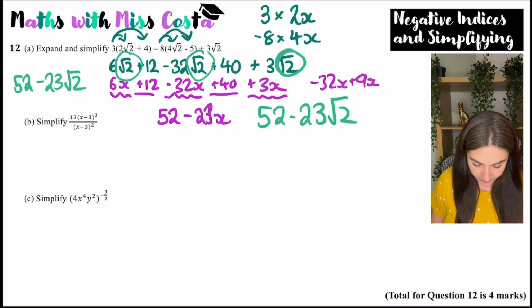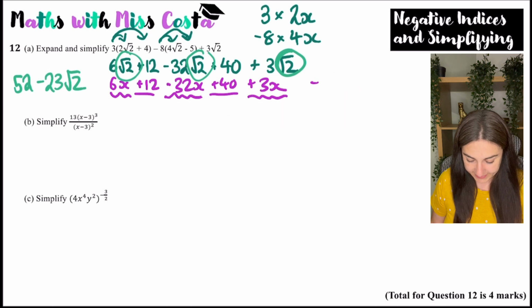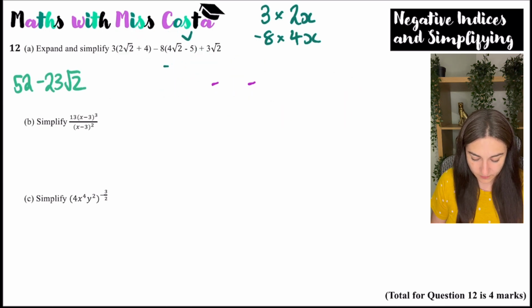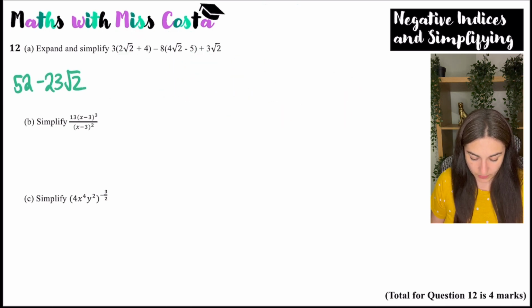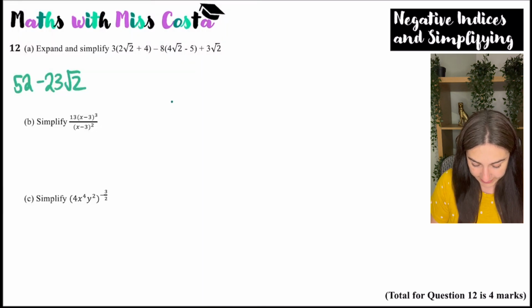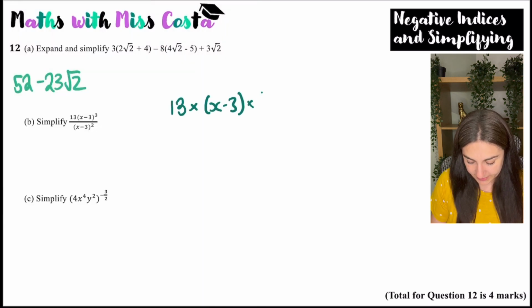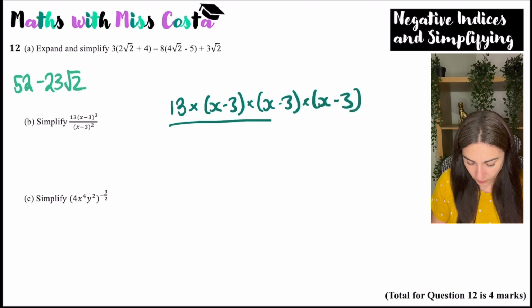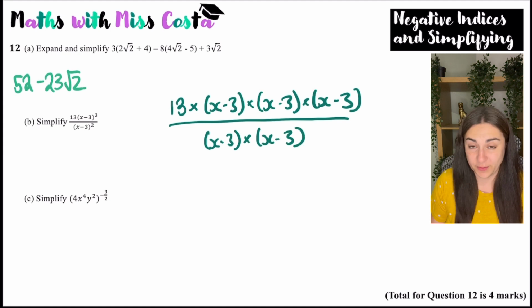Next, we've got this nice little algebraic fraction. So what you can do is think to yourself, that's the same as saying 13 times by x minus 3 times by x minus 3 times by x minus 3 over x minus 3 times by x minus 3. If you can't see it automatically, just split it up into its basic algebra.